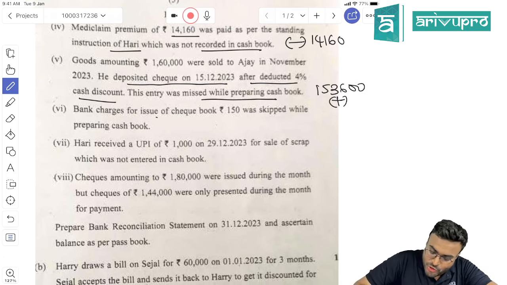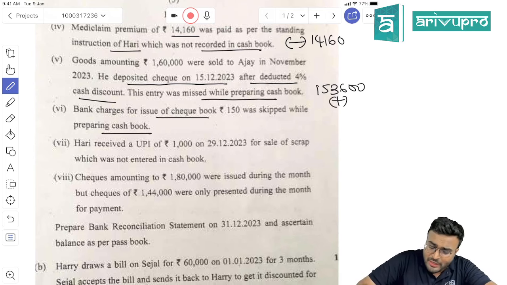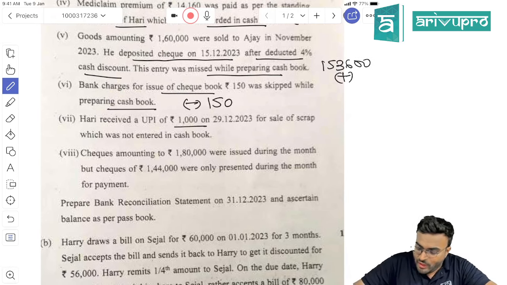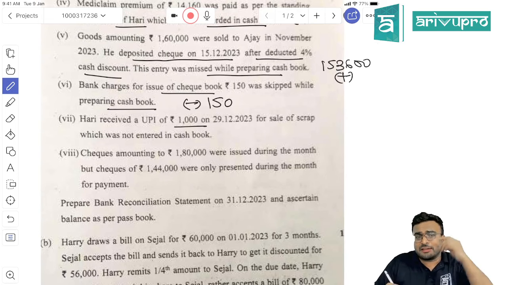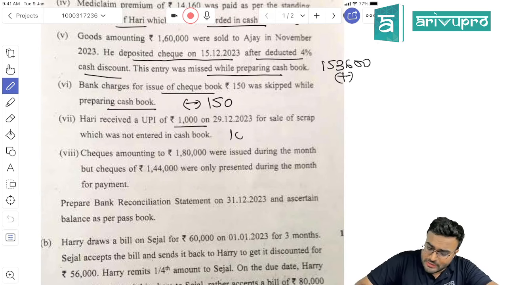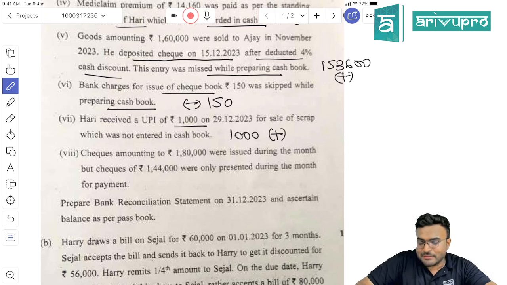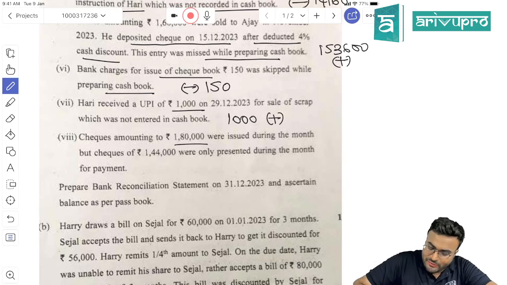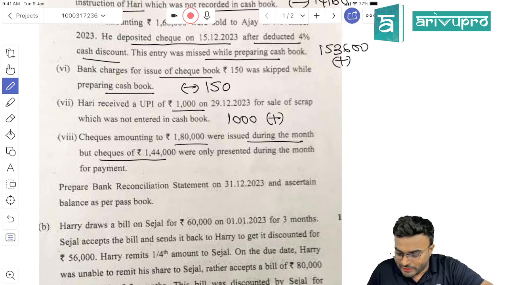Bank charges for issue of one checkbook, 150, was skipped while preparing the cash book. Passbook already entry is made. So you will subtract this 150. Hari received a UPI of 1,000 for sale of scrap, which was not entered in the cash book. Passbook we have already received 1,000 rupees. So here we are going to add this 1,000. Add this 1,000.